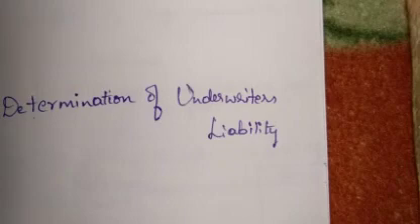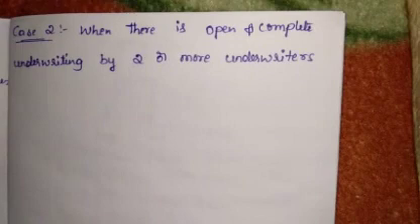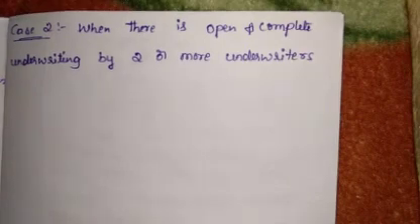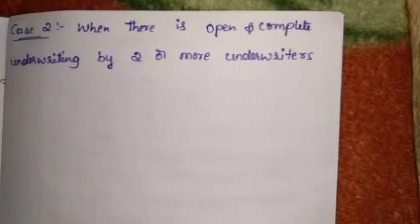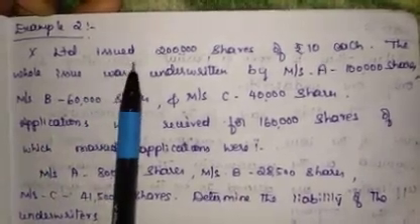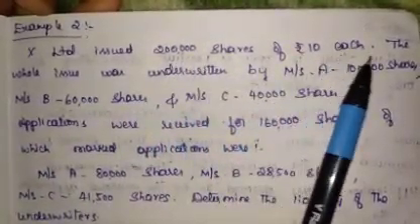Determination of underwriter's liability. Under that circumstance 2, when there is open and complete underwriting by 2 or more underwriters, we'll see the second example under this. That is, X Limited issued 2 lakh shares of 10 each.